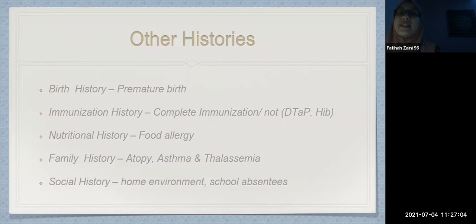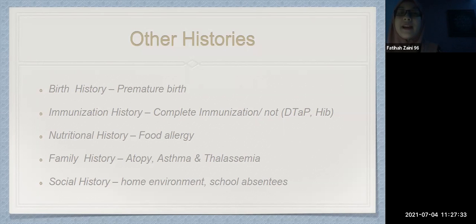nutritional history, whether there is any specific food that the patient is allergic to, in which when they started to consume it, they had symptoms of acute breathlessness. And then family history, atopy and asthma. It is very important to inquire whether the parents of the child both have atopy and asthma, so the risk for the child to have asthma in future is higher.